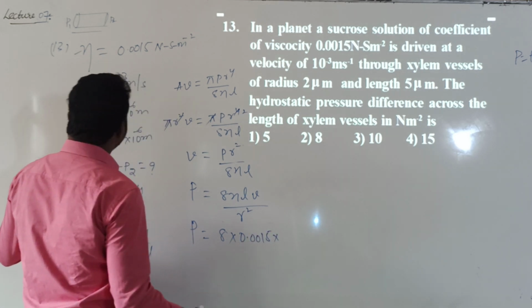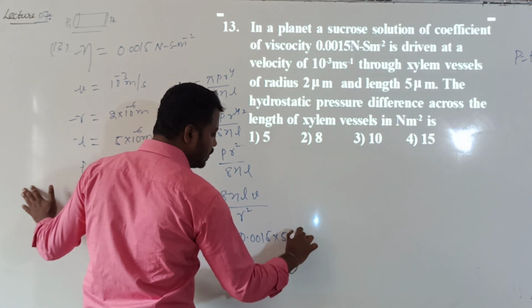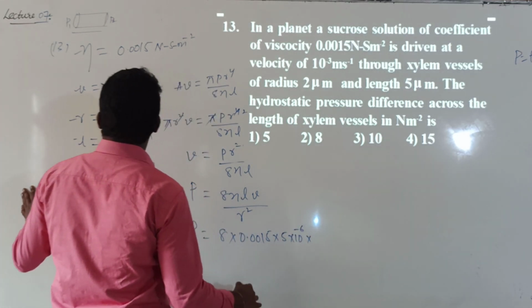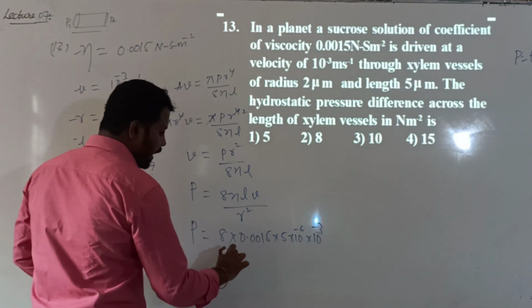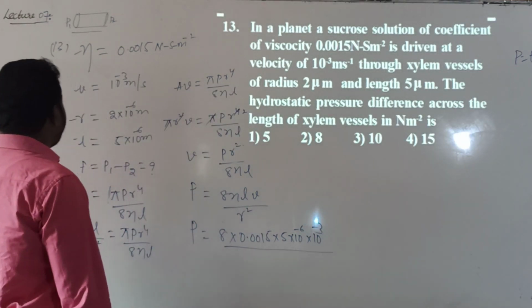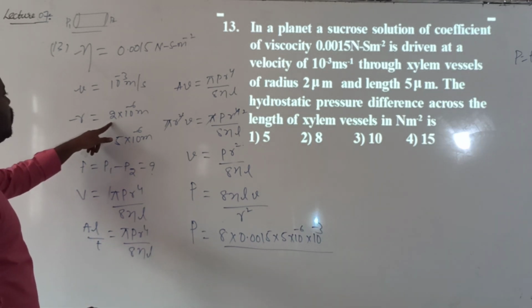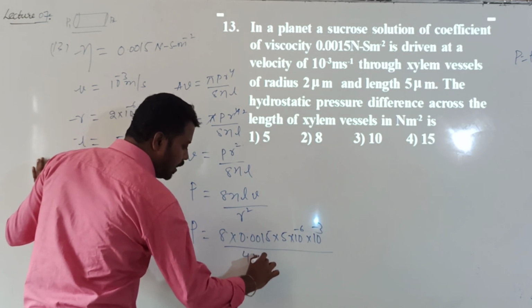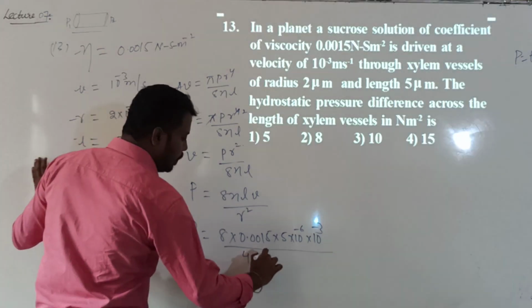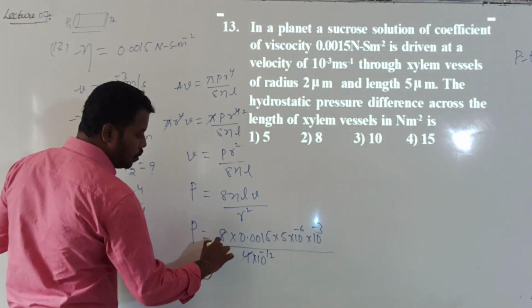0.0015. Length value, how much? 5 into 10 power minus 6. Velocity is given as 10 power minus 3, divided by the square of the radius. So what is the radius square value now? That is 2 into 10 power minus 6, whole square, that is 4 into 10 power, how much will I get? Minus 12. Correct?